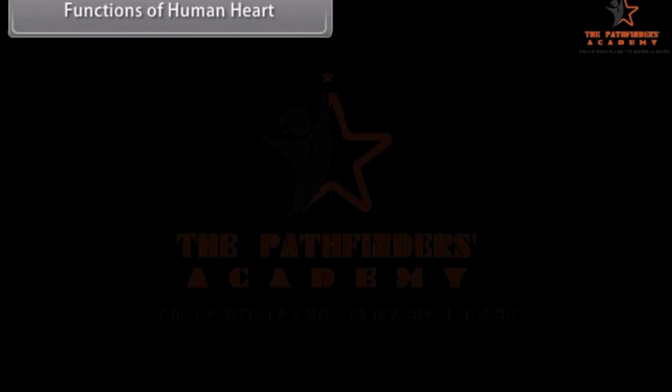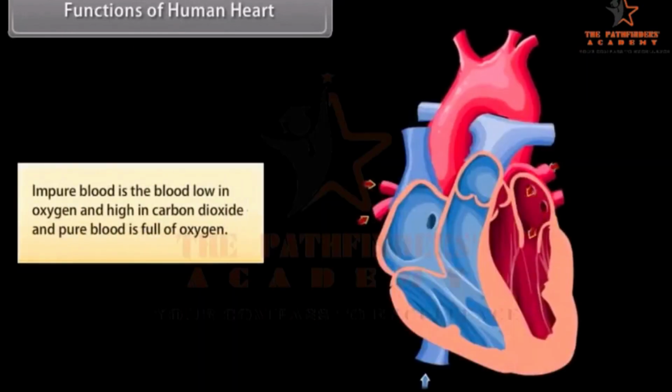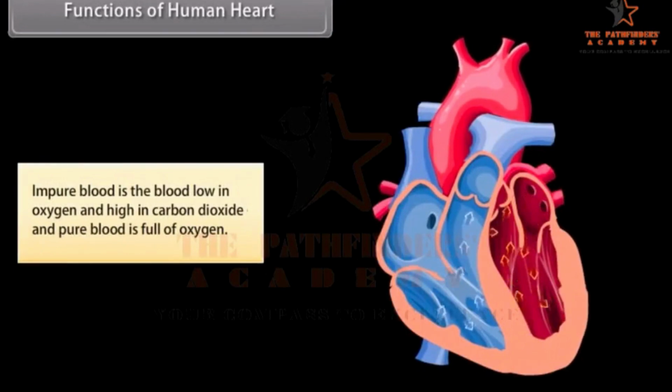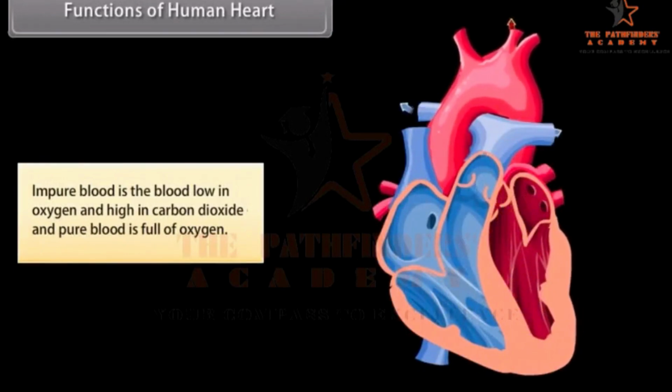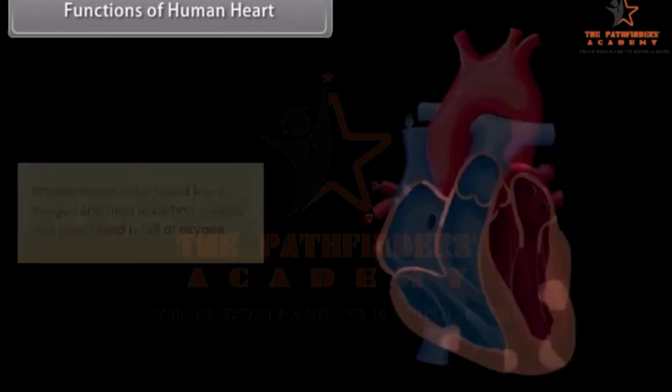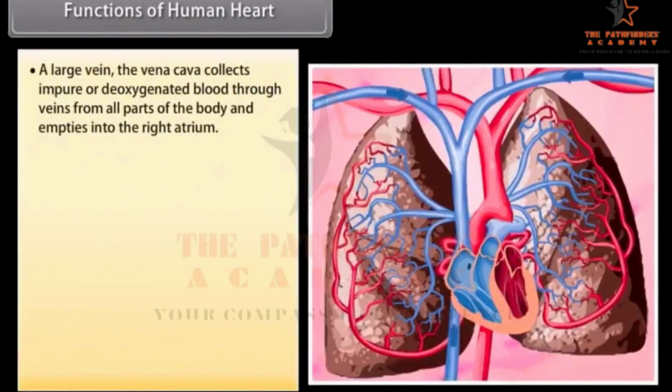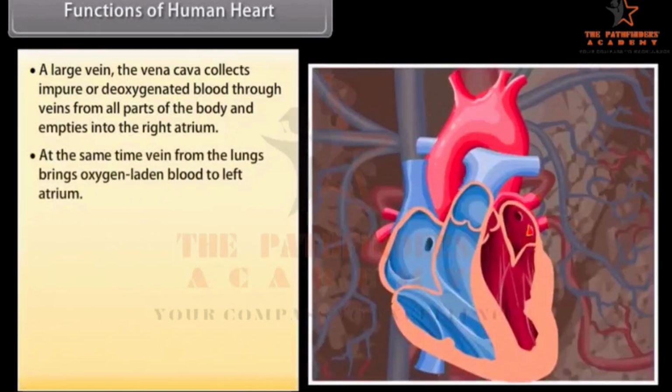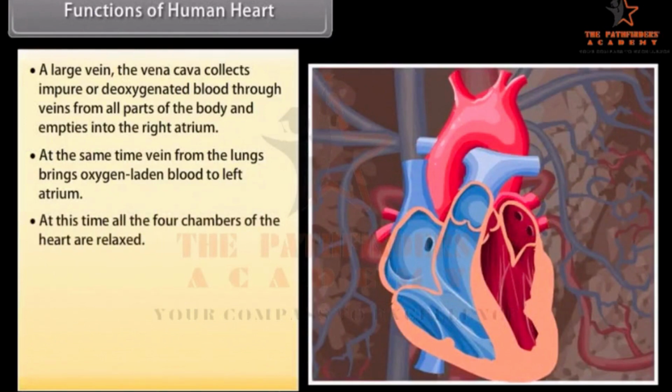Functions of the human heart. Impure blood is the blood low in oxygen and high in carbon dioxide, and pure blood is full of oxygen. A large vein, the vena cava, collects impure and deoxygenated blood through veins from all parts of the body and empties into the right atrium. At the same time, a vein from the lungs brings oxygen-laden blood to the left atrium. At this time, all the 4 chambers of the heart are relaxed.